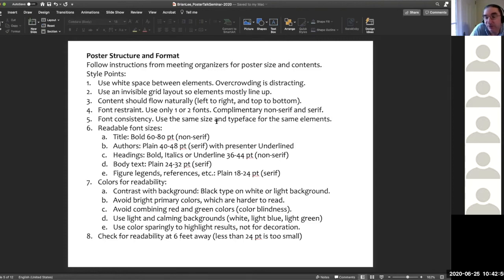Again, you want to check for readability. Once you print your poster, you want to be able to be standing about 6 feet away from it and be able to read it. Anything less than 24 points is probably too small to be able to read from that distance.